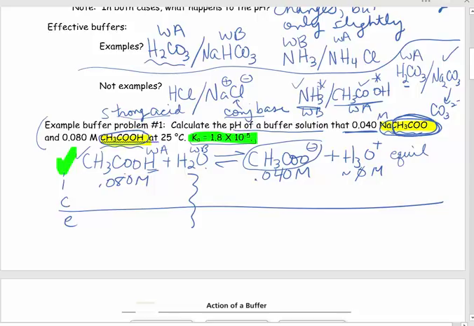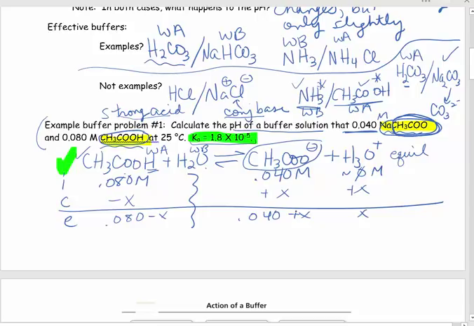Okay, so now we're going to do an ice table problem, but it's just a little different because we have initial amounts for two of them. In this case, since we have a low amount of hydronium over here, the equilibrium is probably going to shift to that side, going to the right. So let's go ahead and make this minus X, and this plus X, and this plus X. Okay, and so now we have our equilibrium amounts.